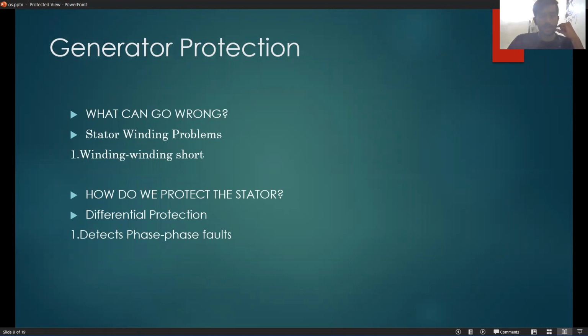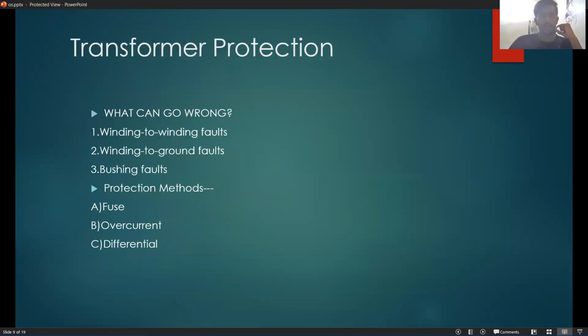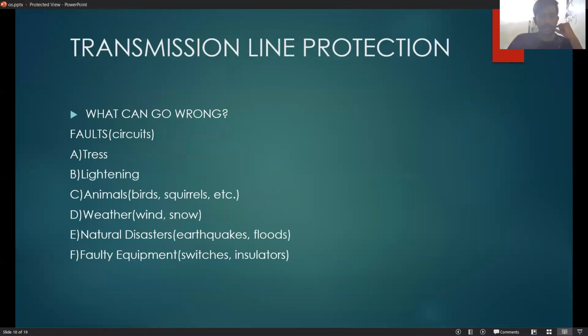So, generator protection. What can go wrong? Stator winding problems, that is, winding short. So how do we protect the stator? Differential protection. It takes phase faults. Coming to transformer protection, what can go wrong? Winding to winding faults, winding to ground faults, and bushing faults. And protection methods are fuse, overcurrent, and differential.